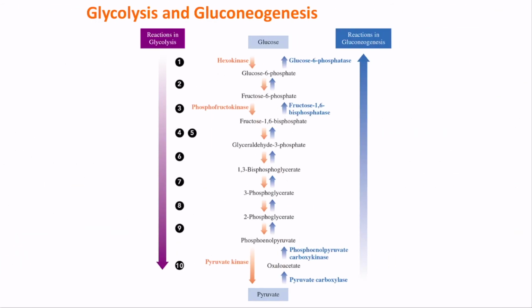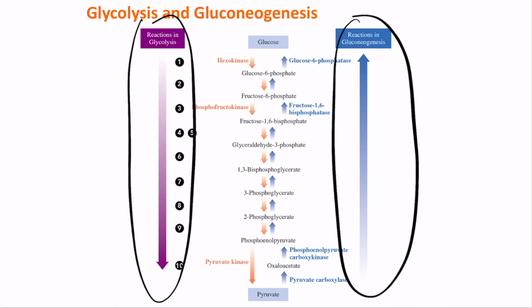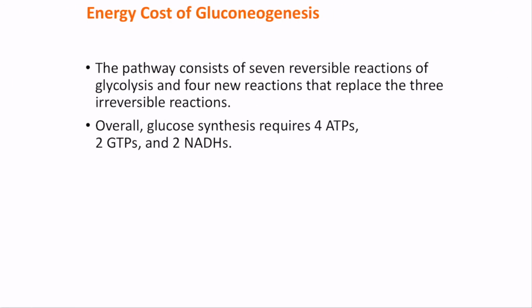into the bloodstream. Now glycolysis and gluconeogenesis are reverse processes of each other, but they proceed in different ways. Remember that in glycolysis we are breaking down glucose to create pyruvate. In gluconeogenesis we are using pyruvate to create free glucose. So this is the idea behind glycolysis and gluconeogenesis.